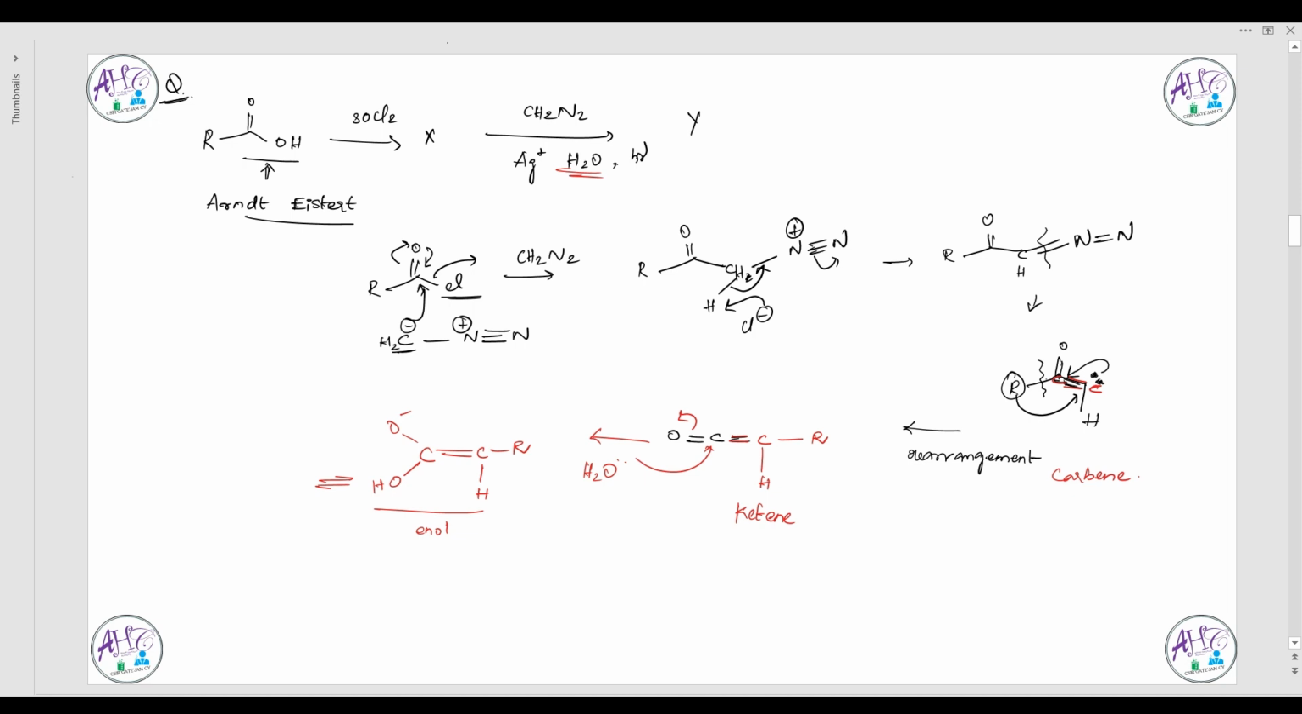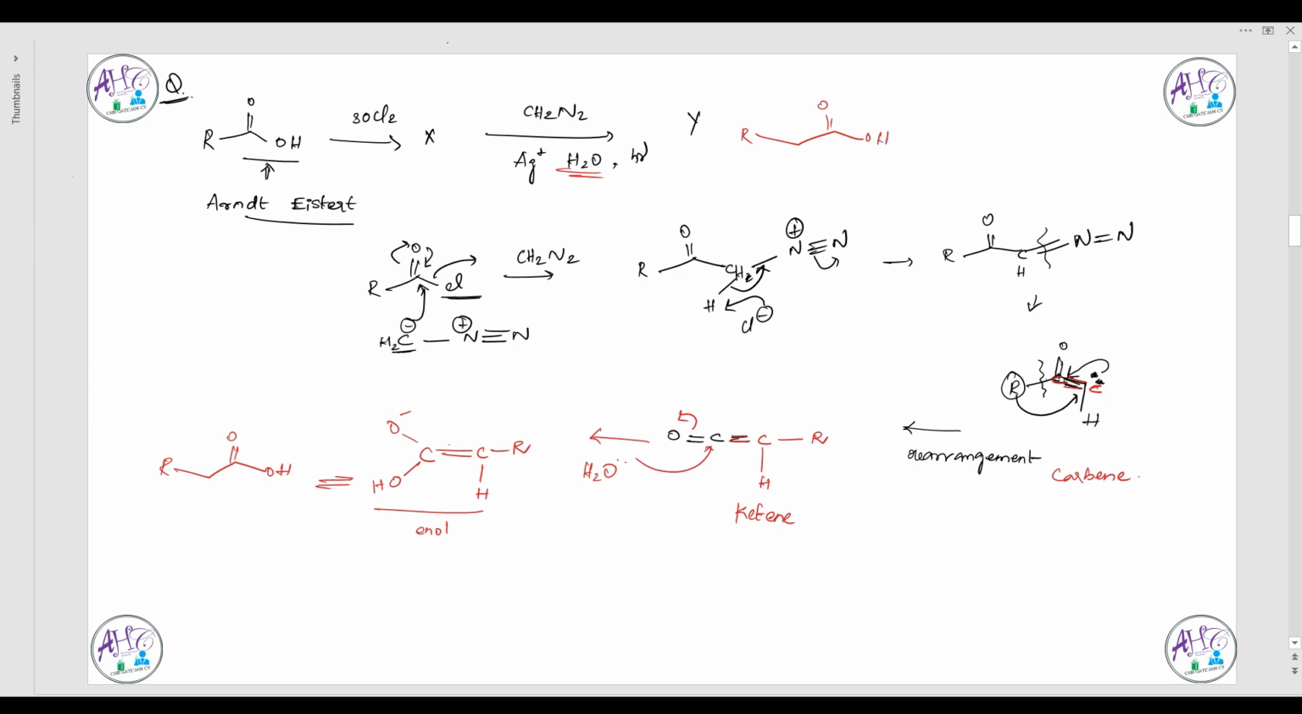So the group can be formed like this. This can be rewritten as your acid group. In keto-enol tautomerism, you will get the product like this. This is going to form your acid. Okay, this is your final structure.